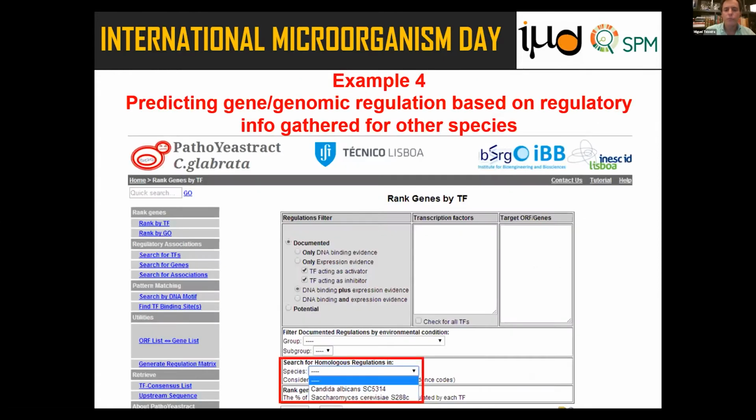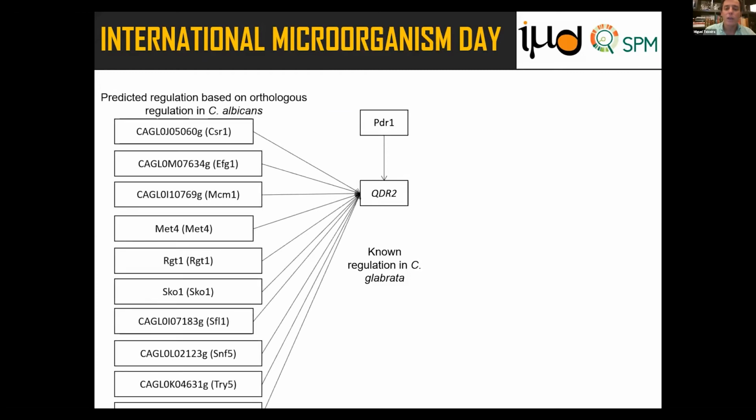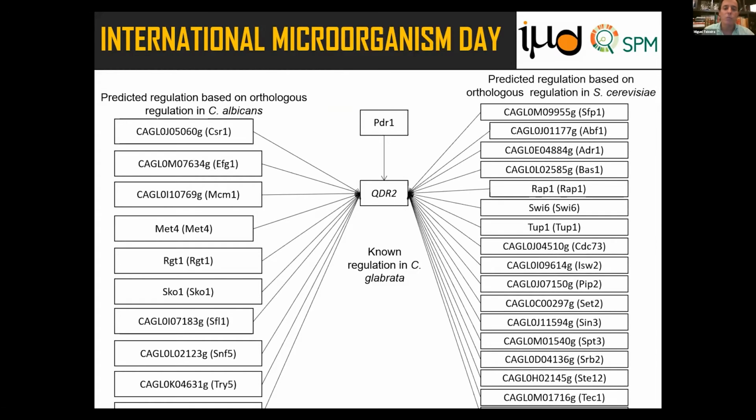So for example, you can try to predict regulation in one species based on what is known on regulatory associations in another species. Here I'm showing you that the QDR2 gene in Candida glabrata is regulated by the PDR1 transcription factor. That's all we know. But we can look for who could be the regulators of QDR2, considering what is known for the Candida albicans QDR2, and what you see is this. And consider the regulators of the Saccharomyces cerevisiae QDR2, and what you see is this. So you can use this cross-species information to predict a lot about transcription regulation in less well-studied organisms.